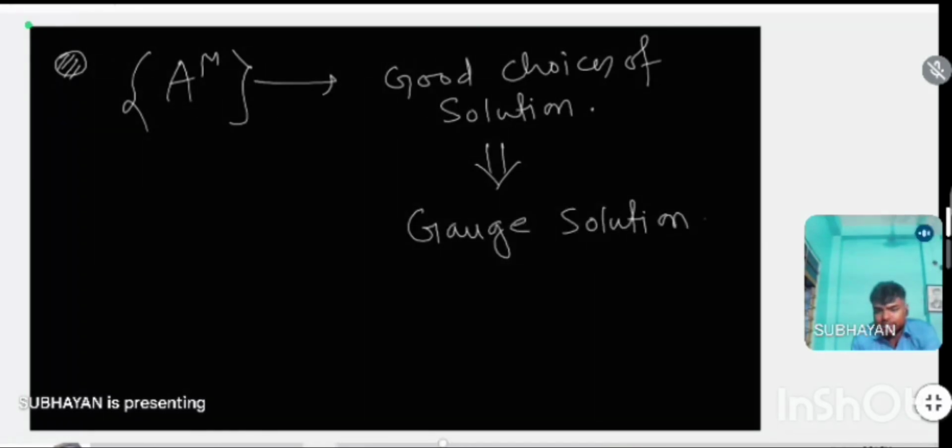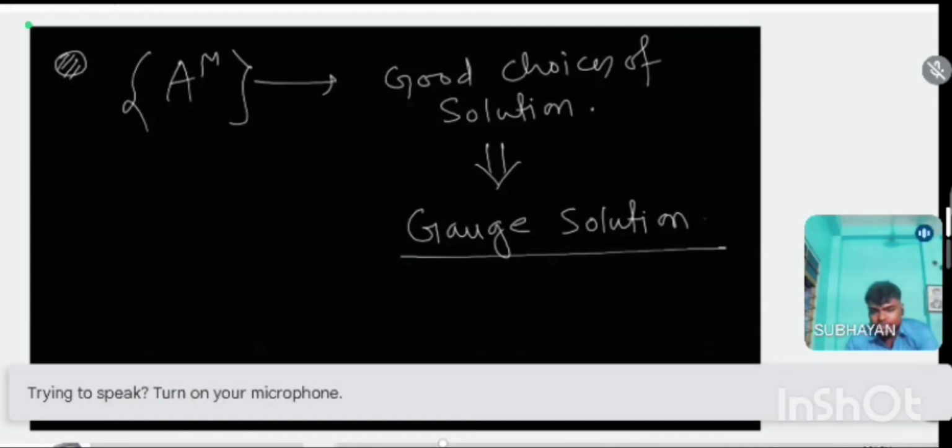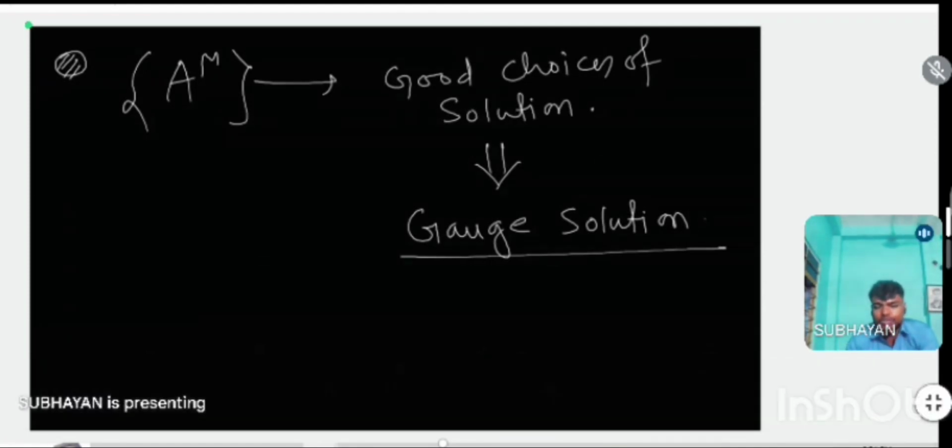Gauge solution. It will have to be done slowly. Okay. No tension. So the summary is that Maxwell equations are not uniquely solvable. There may be a set of solutions. Amongst them, you can take some good choices of solutions which are physically suitable. Okay. So such solutions are known as the gauge solution.